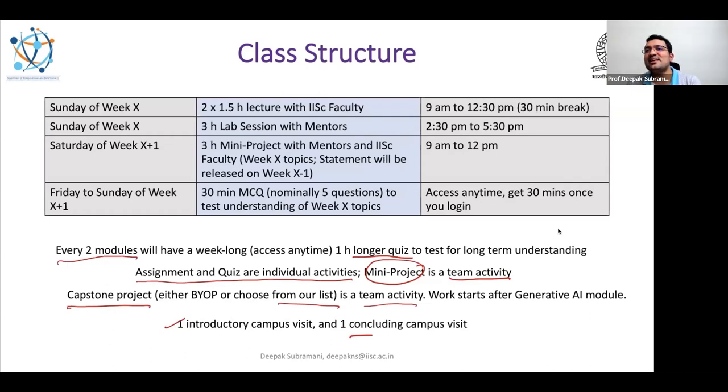How will the references and books be provided? We will tell you the names of the books. You can get them; most of the books today are available for free.